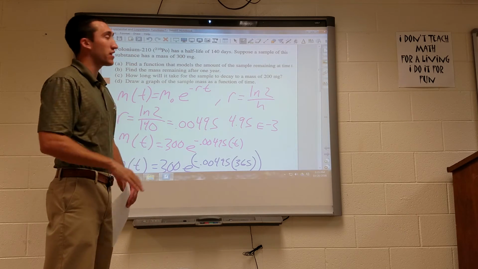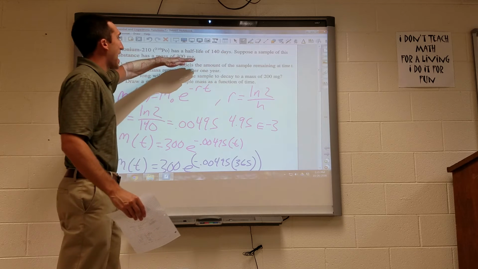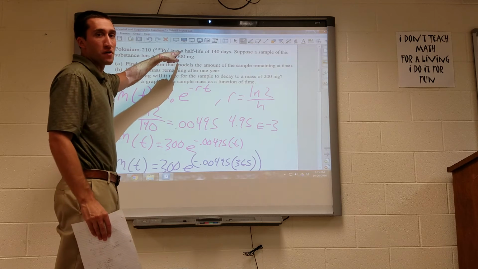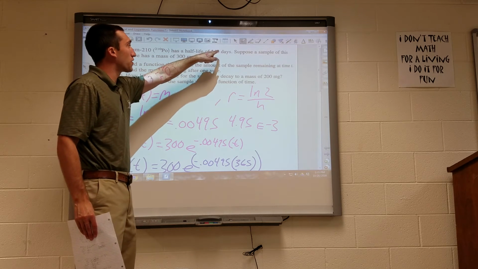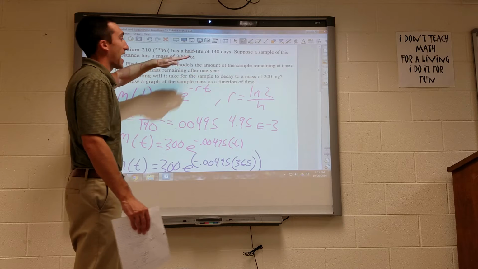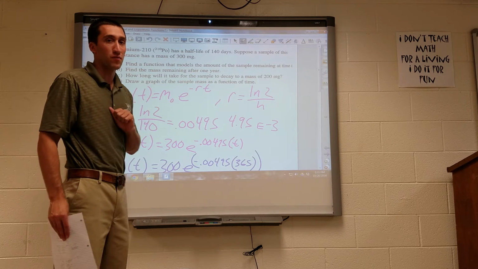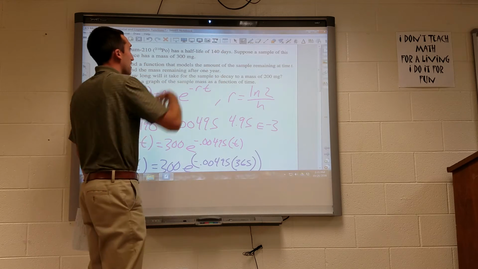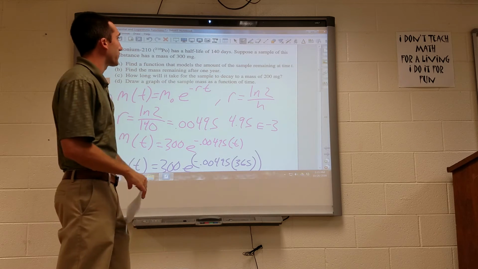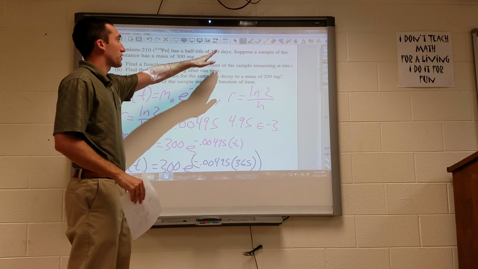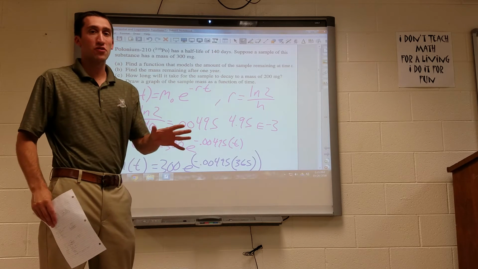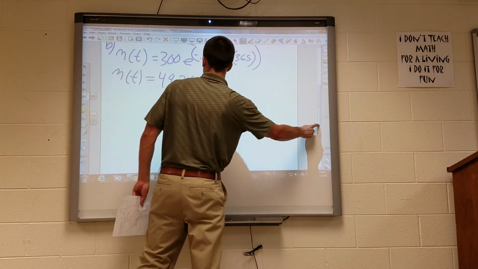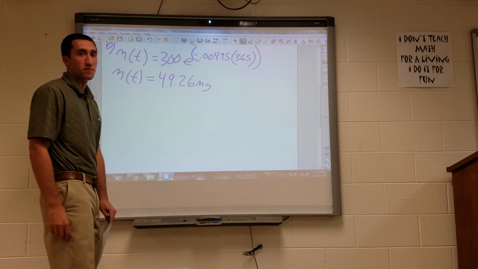So a half-life means after that certain amount of time, half of the mass is remaining. So after 140 days, there'd be only 150 milligrams left. After 280 days, 2 half-lives, you take half of that again, there's only 75 milligrams left. And since there are 2.6 half-lives in a year, if you did 365 divided by 140, you get about 2.6 half-lives. So it makes sense that there's less than 75 milligrams left.